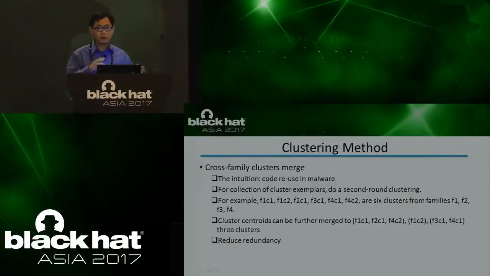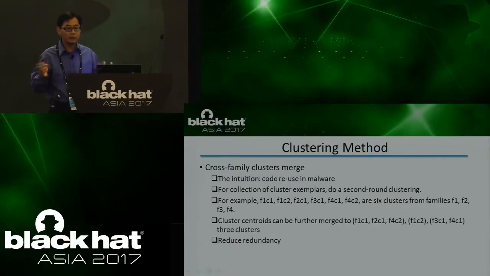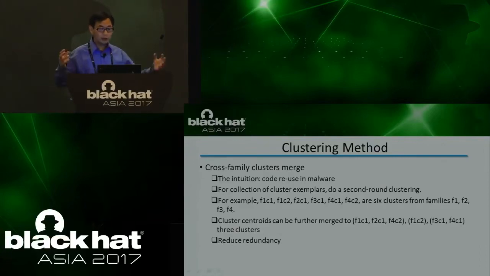For example, last year, first we had a Lucky ransomware, and very quickly we saw the different variants. Basically they look almost the same, only changed a little bit. So with the cross-family merge, we can reduce the redundancy and find some commonality between the different families.